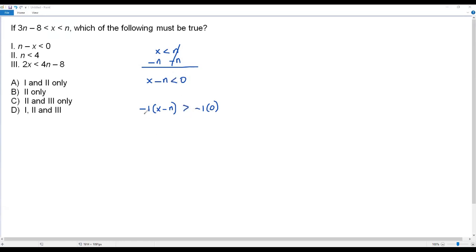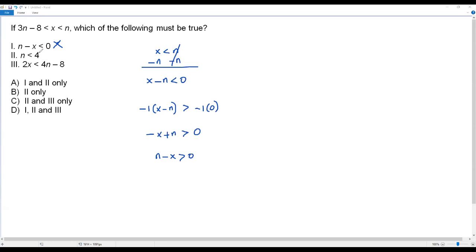Now let's distribute the −1 to x and −n. Then I'm getting −x + n > 0, since −1 times 0 is 0. Now we can rewrite −x + n as n − x > 0. So solving this part of the inequality, x < n, we get n − x > 0. But the first statement says n − x < 0. So this is false. Here we prove the first statement is false.